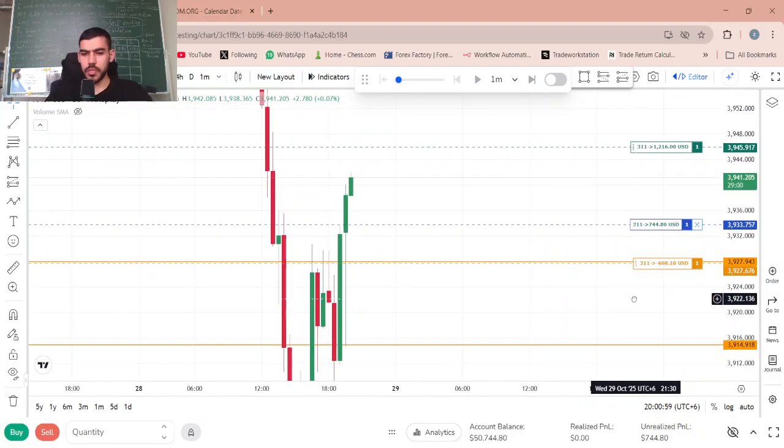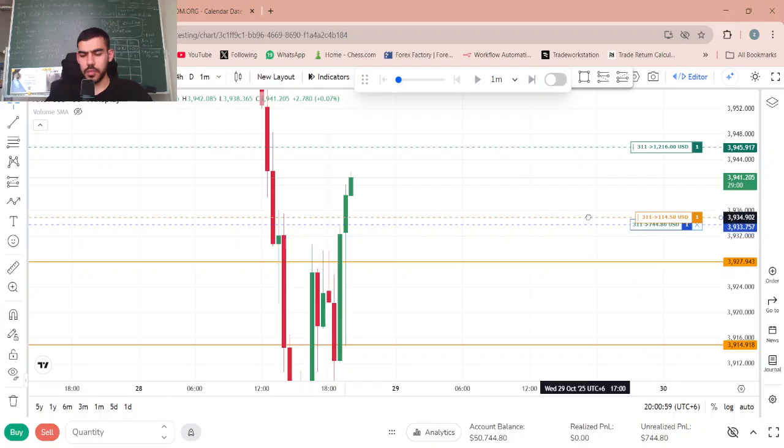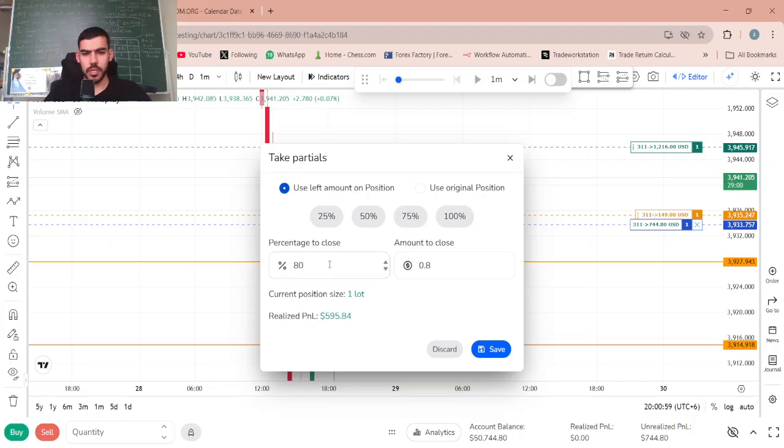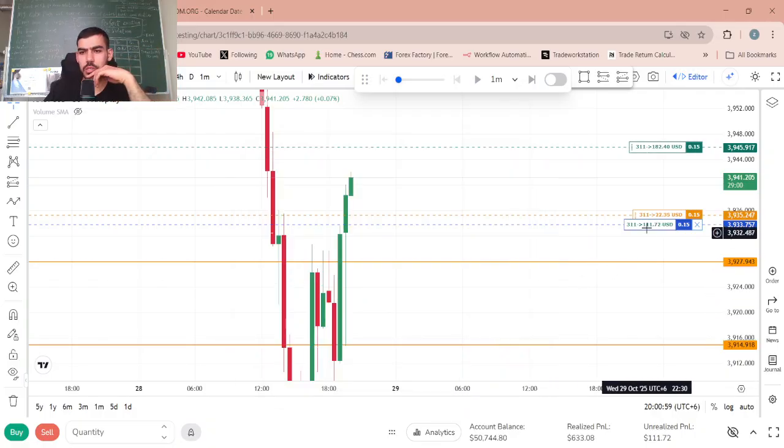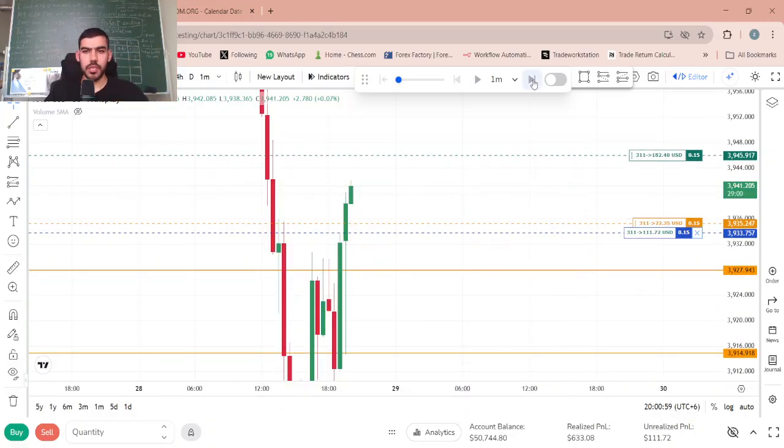So at this moment I'm going to move my stops to break even. This is the break even, and I'm going to secure maybe 80%. Let's go with 85%. So look, 85% is exactly my risk, and I will let the rest run.